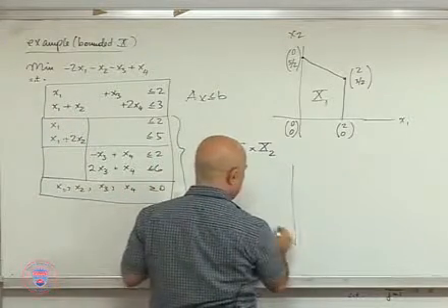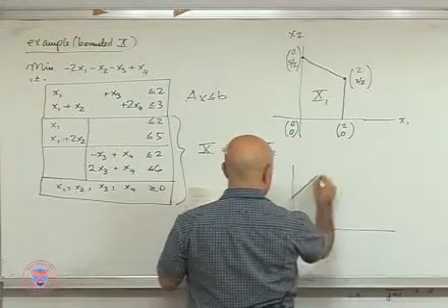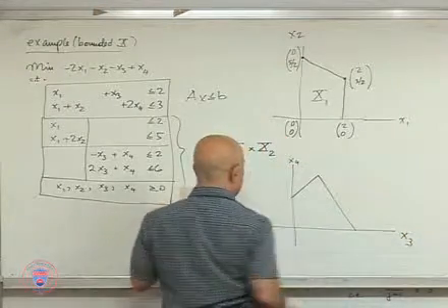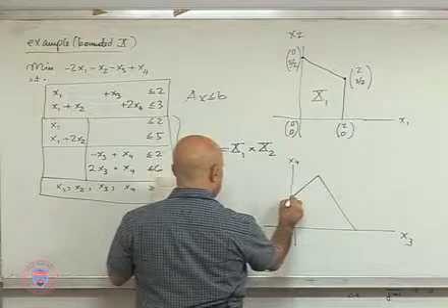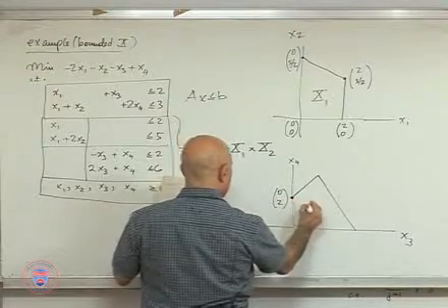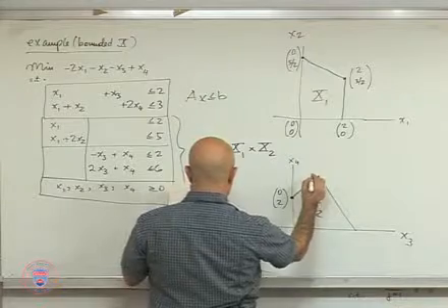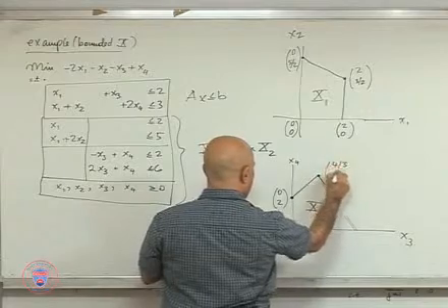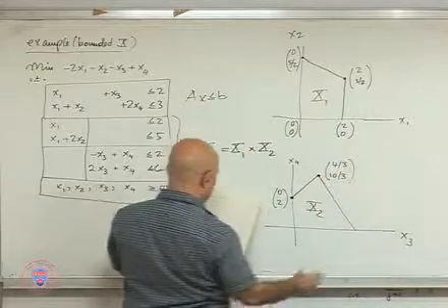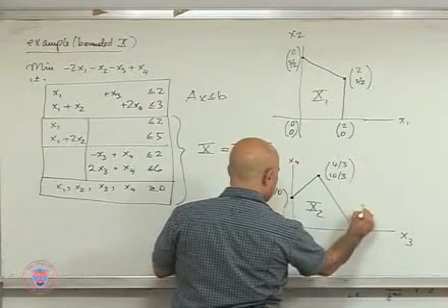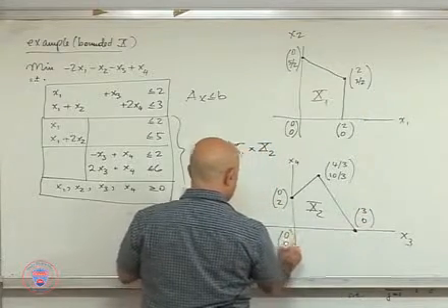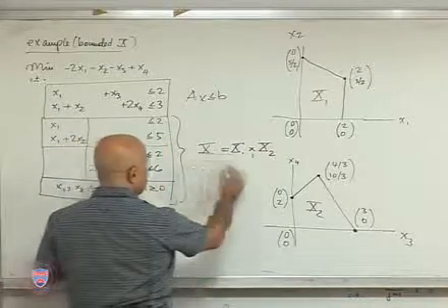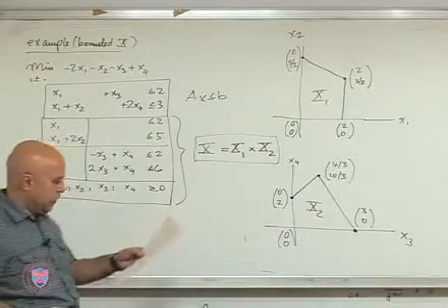The second one looks something like this in the x3, x4 plane. This point is (0, 2). This point is (4/3, 10/3). This point is (3, 0). This is (0, 0). So X is the cross product of these two feasible sets.